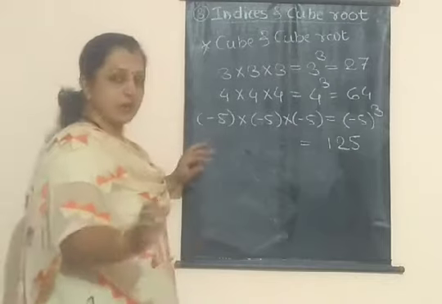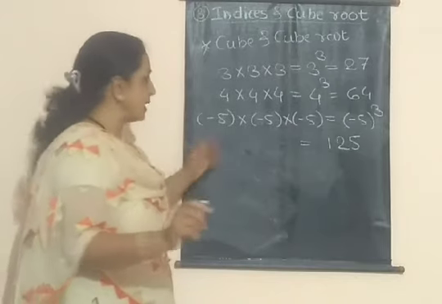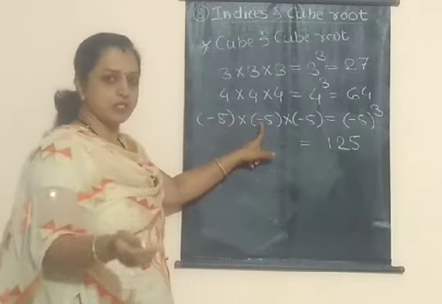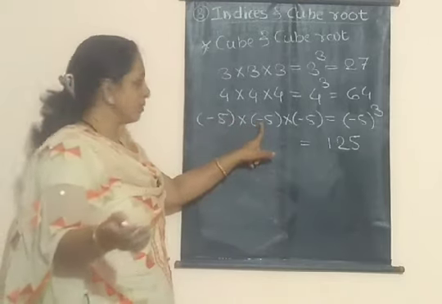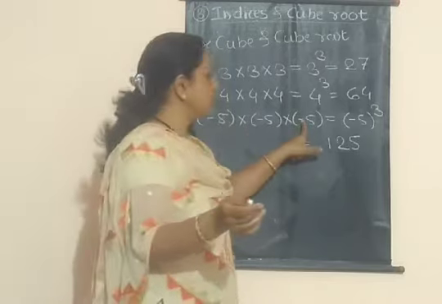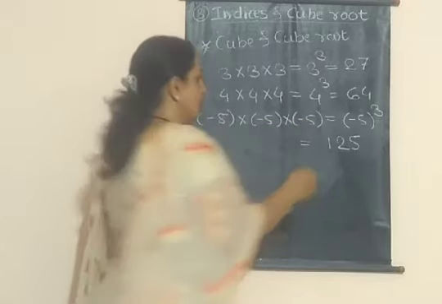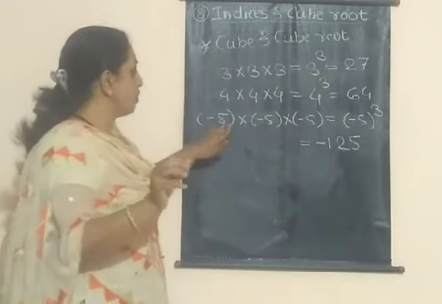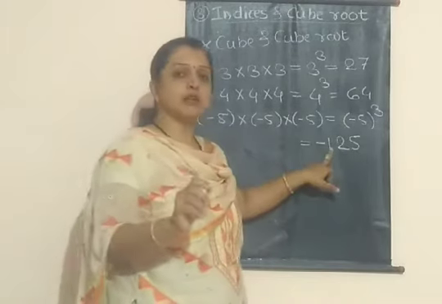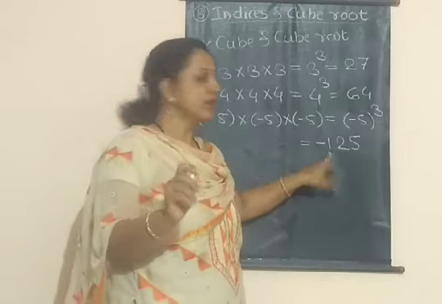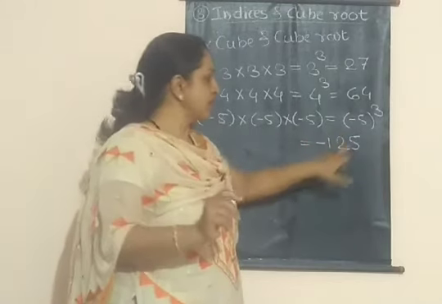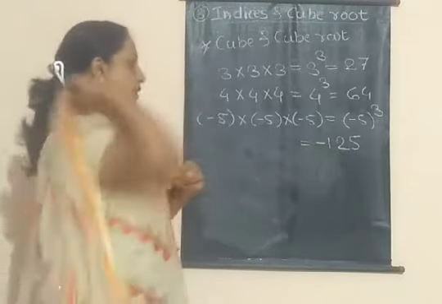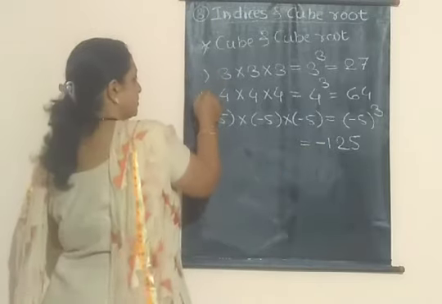Now let's see how we get the negative sign. If we take the product of negative into negative, that is positive. Minus minus plus. And again this positive into this negative is negative. So we get here minus 125. So the cube of any negative number is a negative value. So the cube of minus 5 is equal to minus 125.